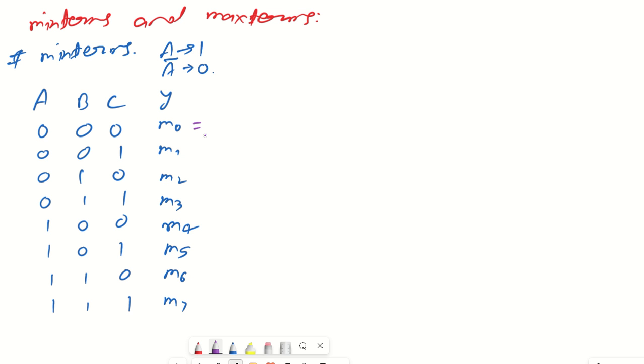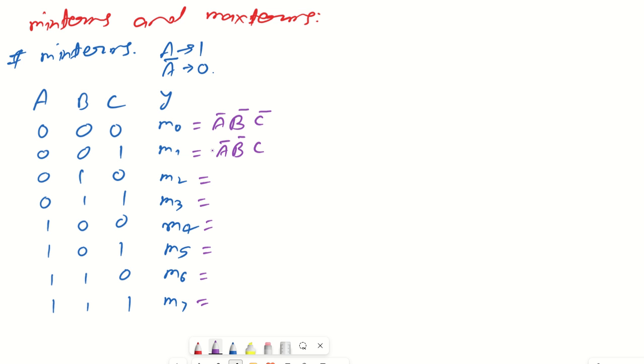M0 is nothing but, see, A is 0 here, so it will be considered as A bar. B is 0, so it is B bar. C is 0, so it is C bar. So can I write it down? A bar, B bar, C bar. Similar to that, M1 will be A bar, B bar, C. Similar to that, each one of them you can write down very quickly.